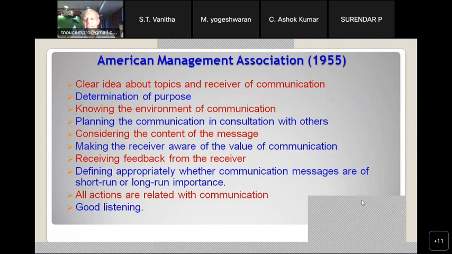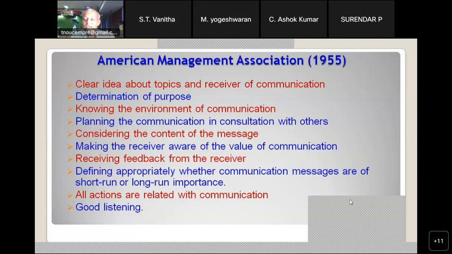Planning the communication in consultation with others. So here it is group communication, because communication generally doesn't happen individually. It is always in consultation with others. Considering the content. So what content am I going to pass? What is the content of today's communication? The communication itself. Okay, that is a message.